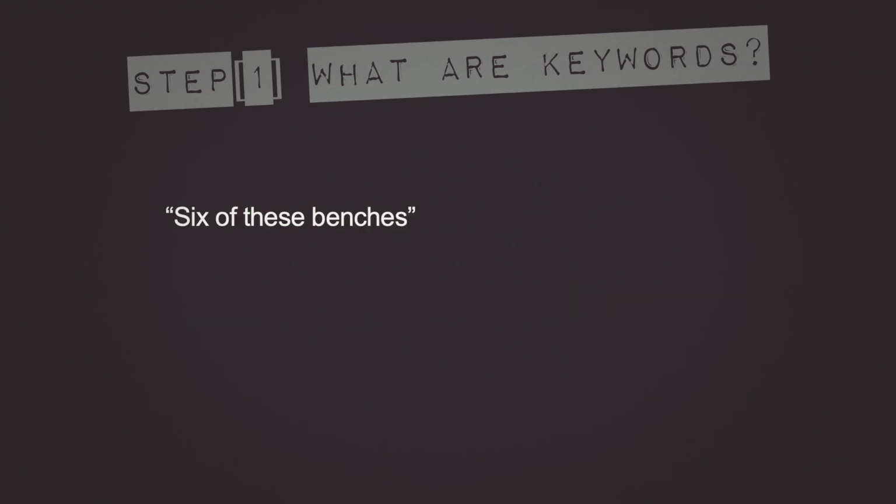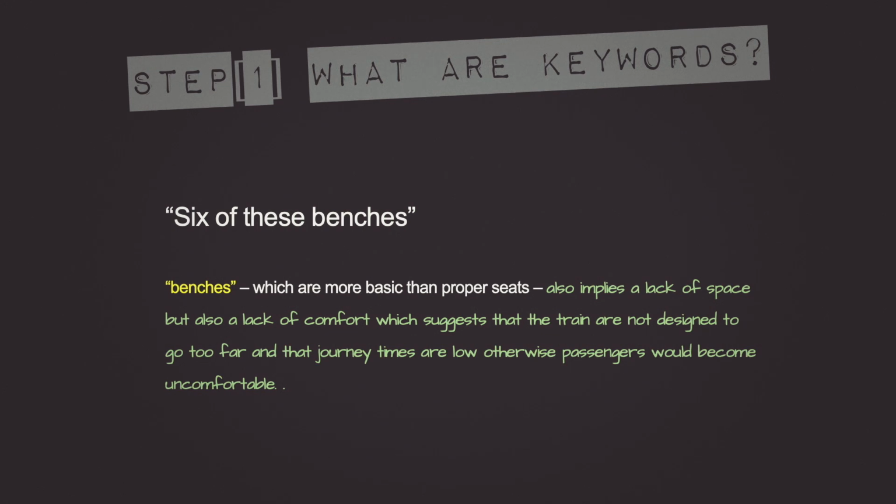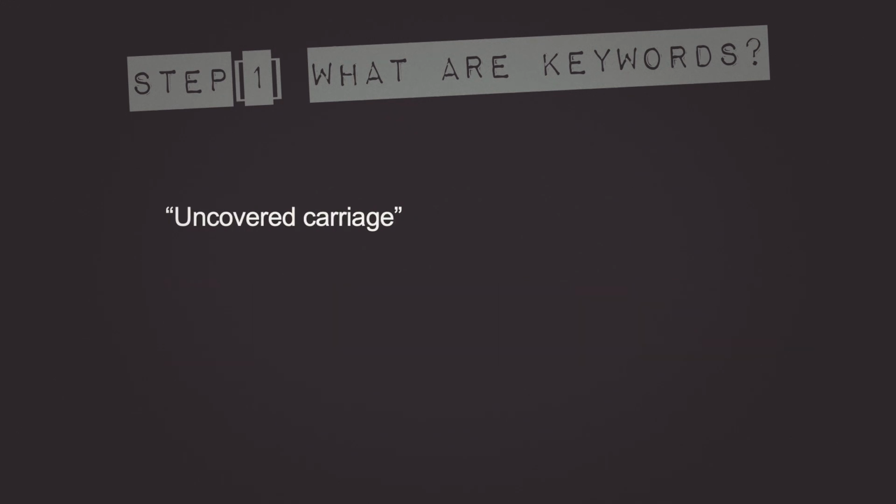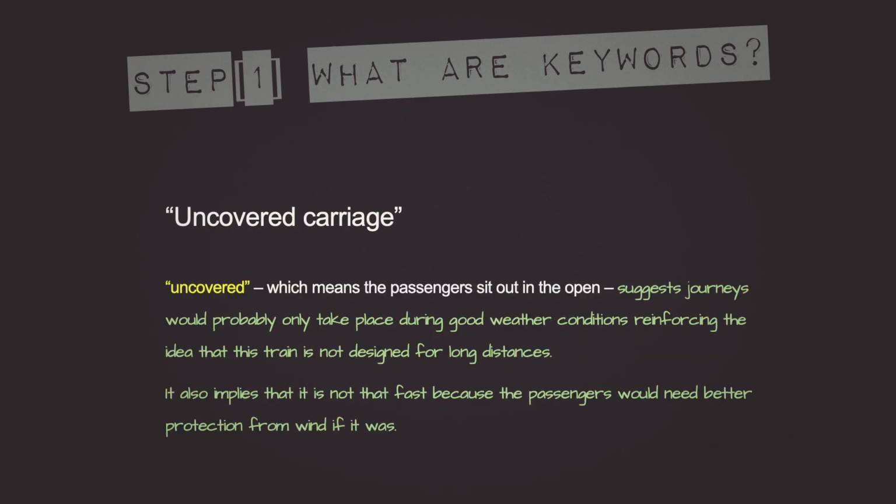In 6 of these benches, which are more basic than seats, implies a lack of space, but also a lack of comfort, which suggests the train is not designed to go too far and that the journey times are probably lower, otherwise passengers would become uncomfortable. In uncovered carriage, uncovered, which means the passengers sit out in the open, suggests journeys would probably only take place during good weather, reinforcing the idea that the train is not designed for very long distances.